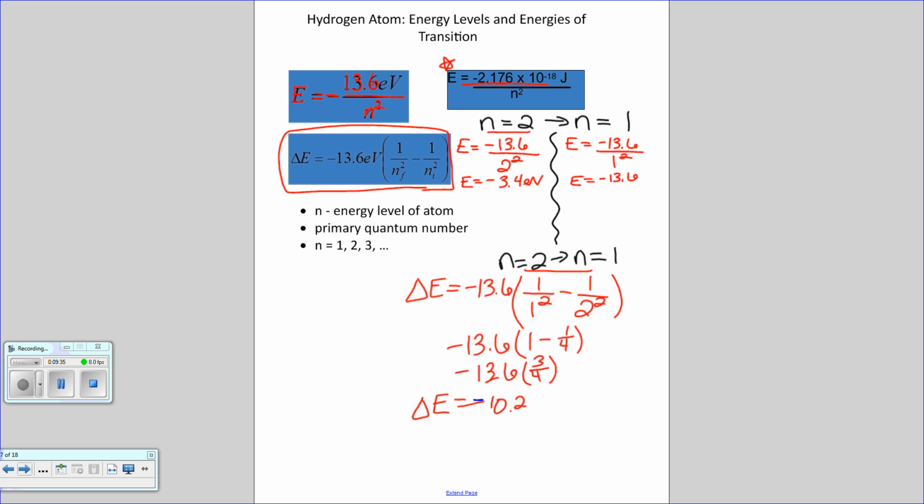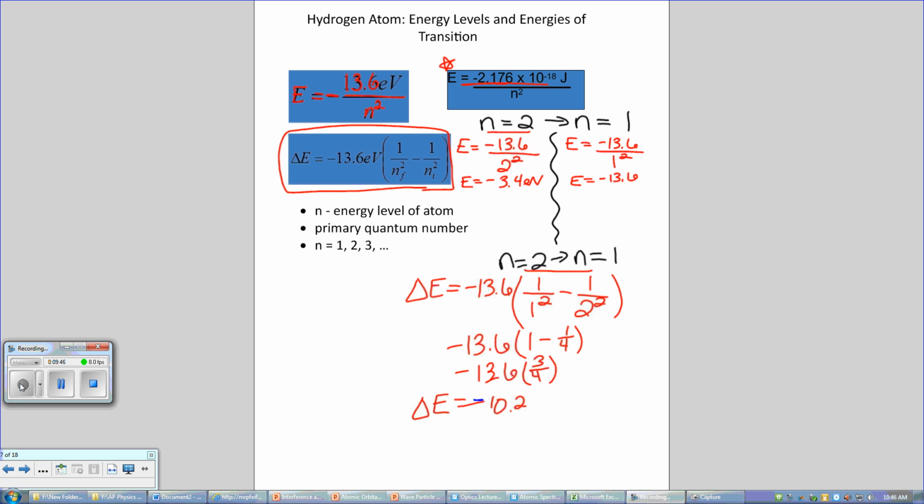Okay, so it's negative because it's dropping down, so the change in energy is negative, which means it is giving off energy and therefore being emitted. So it's losing energy, so your change in energy will be negative.